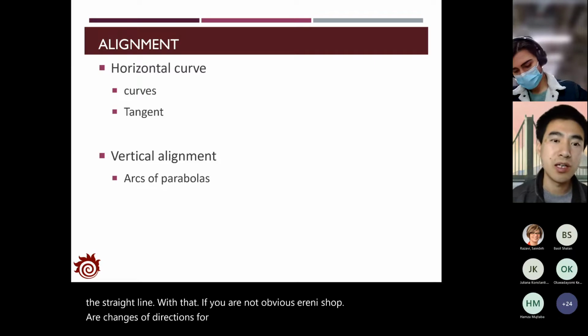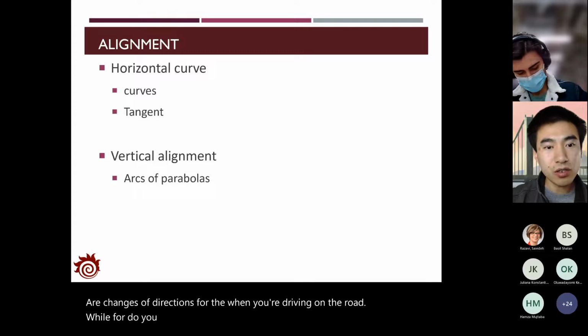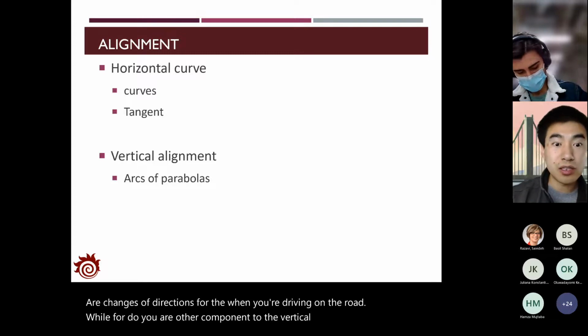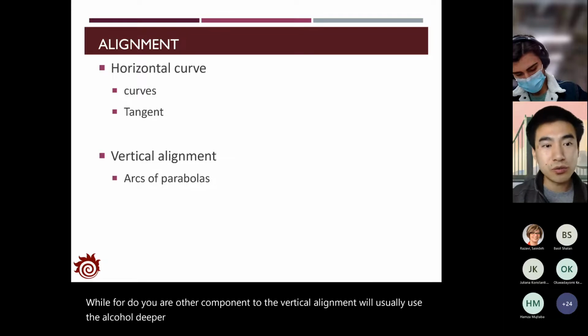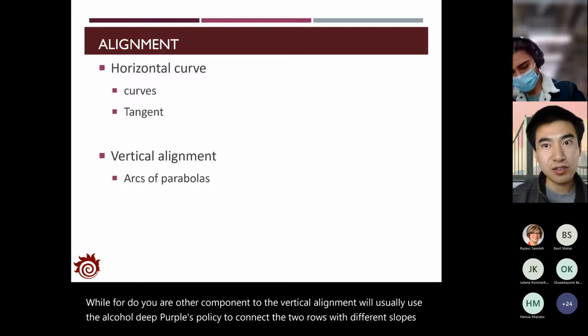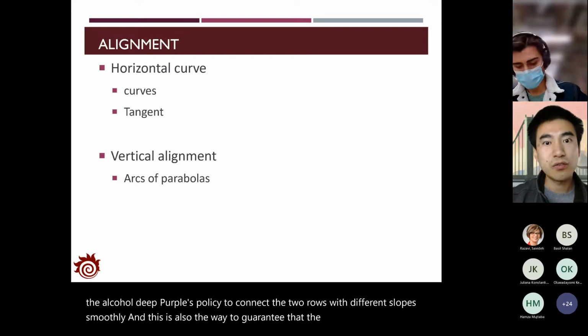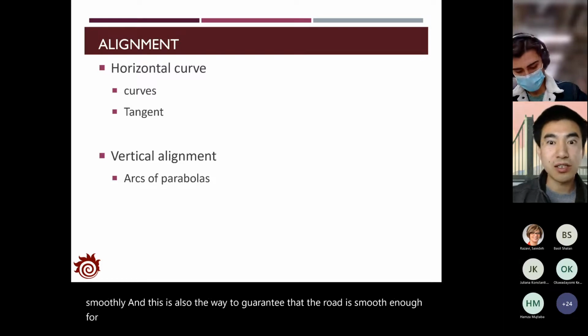driving on the road. While for the other component, the vertical alignment, we will usually use the arc of the parabola to connect the two roads with different slopes smoothly. And this is also the way to guarantee that the road is smooth enough for you to pass the regions with different elevations.